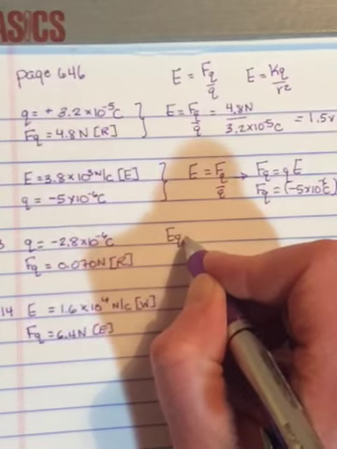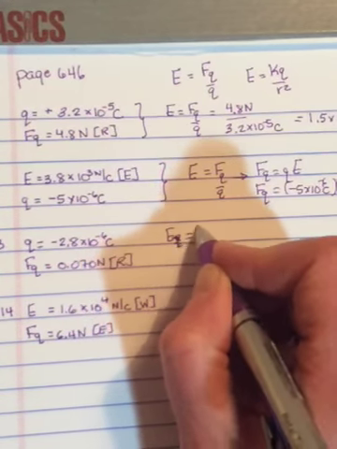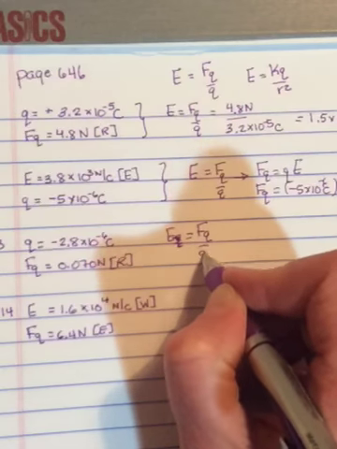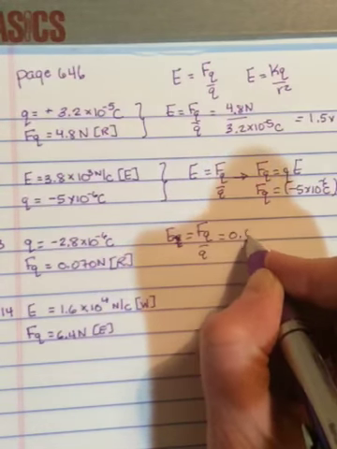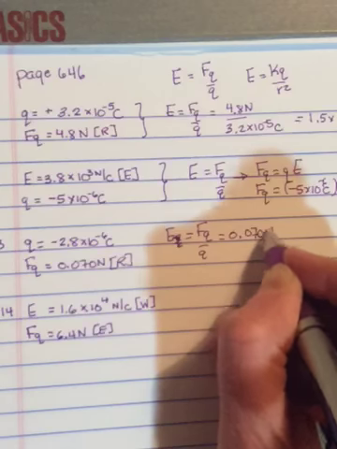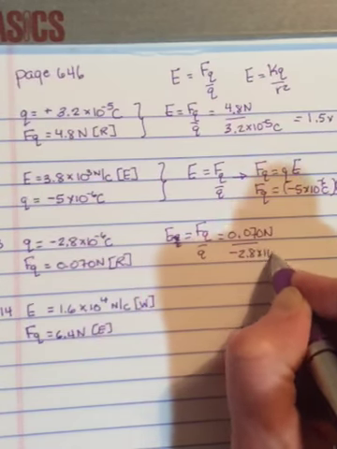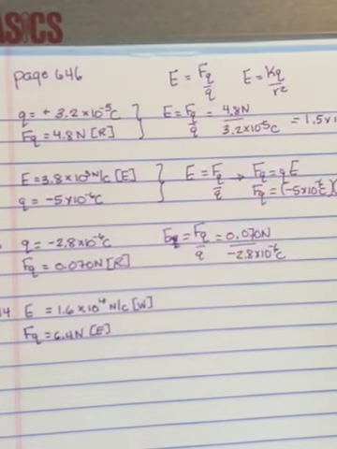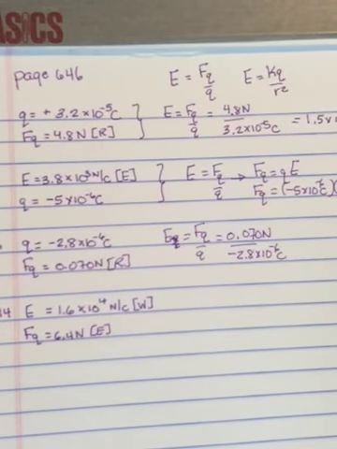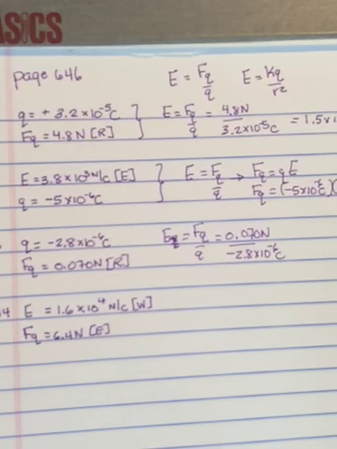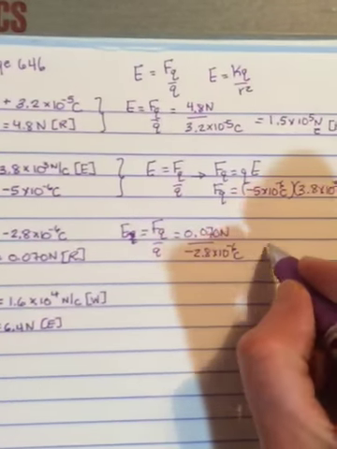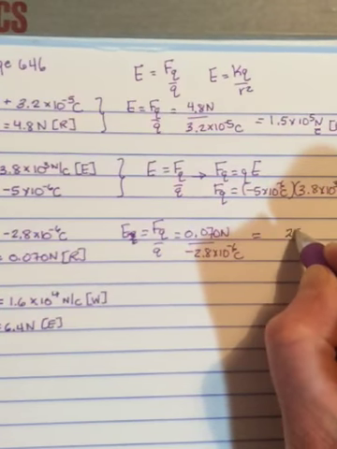E is equal to FQ over Q. So 0.07 newtons to the right divided by negative 2.8 times 10 to the negative 6 coulombs. Okay, so 0.07 divided by 2.8 times 10 to the negative 6, and you get 25,000.